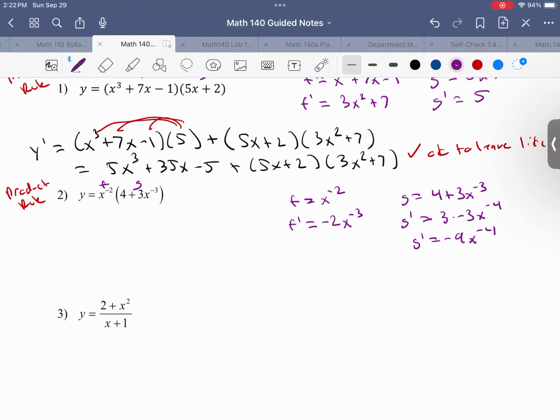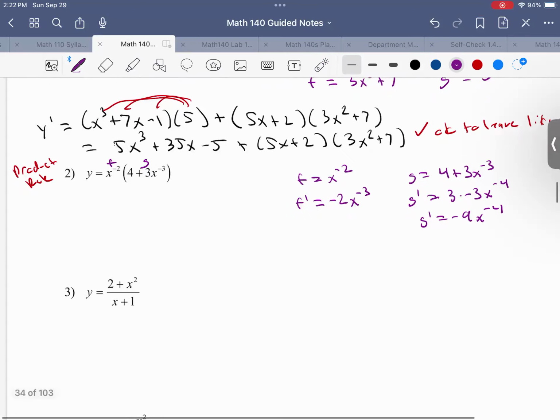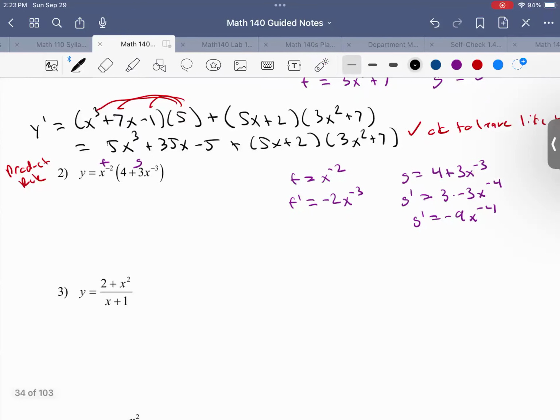So let's go ahead and put all these in the derivative. So what we'll have is y prime equals f, which is x to the negative 2, times g prime, which is negative 9x to the negative 4, plus g, which is 4 plus 3x to the negative 3, times f prime, which is negative 2x to the negative 3.